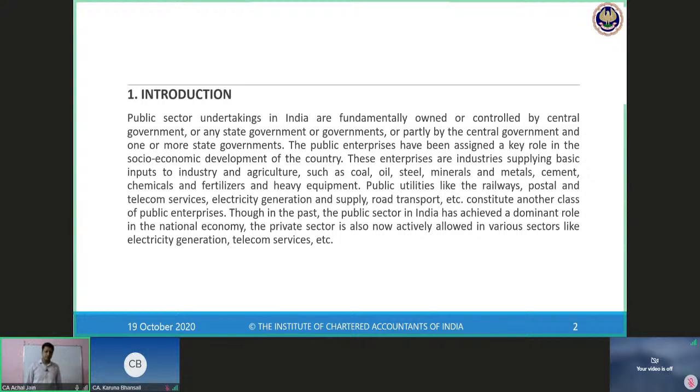For example, in terms of the various activities that they will undertake, because it will be controlled by the government, this will also have certain public interest involved. It will not be purely for commercial purposes as we may see in case of a private company. So this is one aspect.